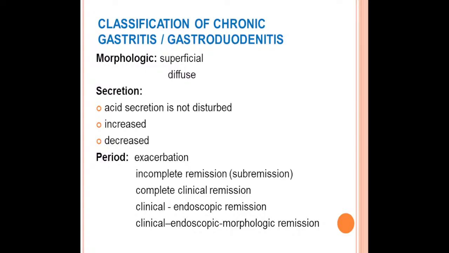Clinical endoscopic remission is very good, but in the biopsy material, morphologic recovery may not be complete. The best variant of the periods in a patient with chronic gastritis or gastroduodenitis is clinical endoscopic morphologic remission. It is very good for a patient with chronic gastritis.